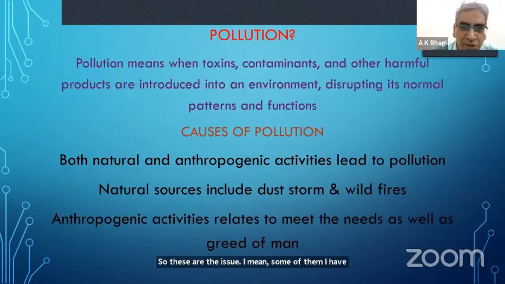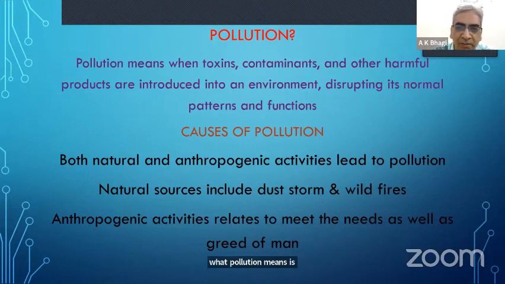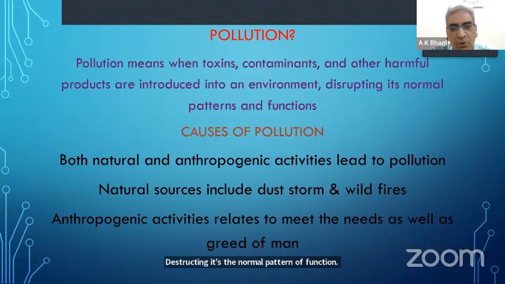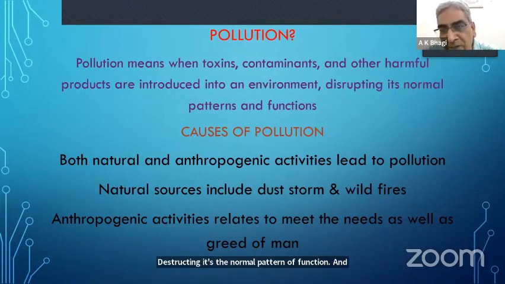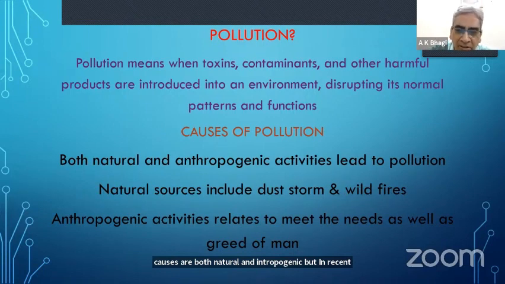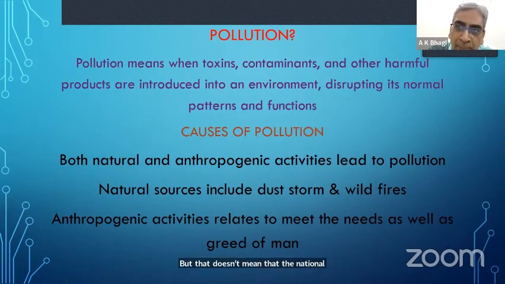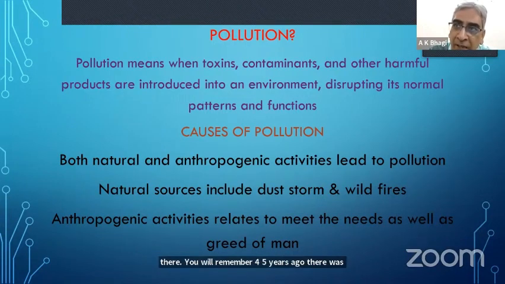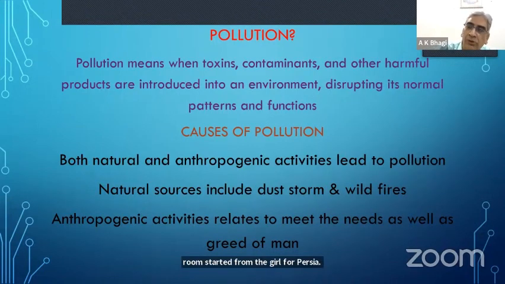Now, a simple definition of pollution is toxins, contaminants, and other harmful products introduced into the environment, disrupting the normal pattern or function. Causes are both natural and anthropogenic, but in recent times, more anthropogenic. That doesn't mean natural causes are not there. You will remember 4 or 5 years ago, there was a dust storm that started from the Gulf of Persia, covering the whole of Gujarat, Rajasthan, part of Madhya Pradesh, then UP, then Bihar, Odisha.